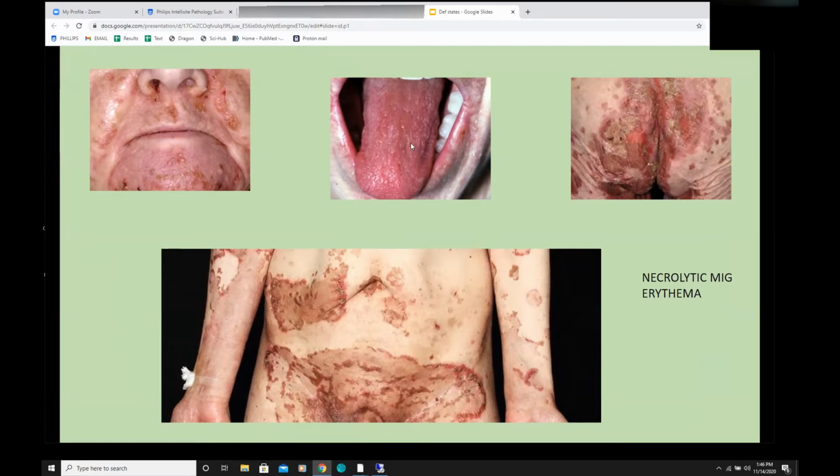If we look at the clinical of necrolytic migratory erythema, the circinate lesions, perioral, perianal. Here are the changes on the tongue with some glossitis, I think. And you can see also on the forearm here, extensor surfaces. So we'll look at the pathology of necrolytic migratory erythema a little later.